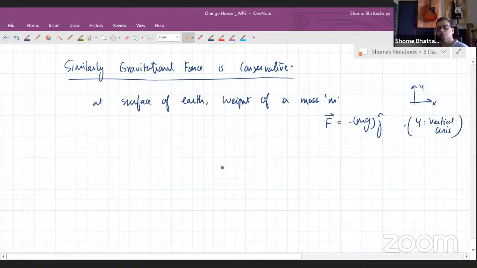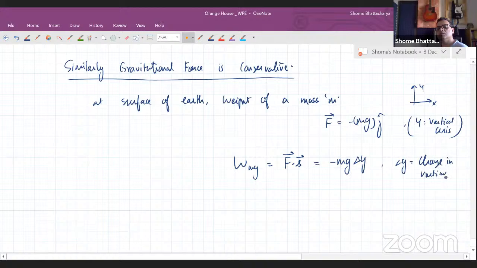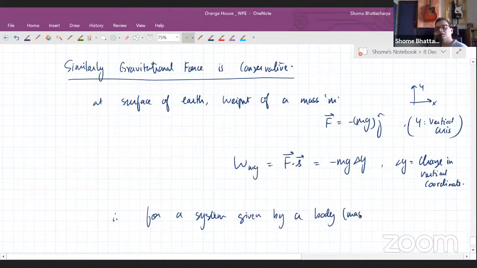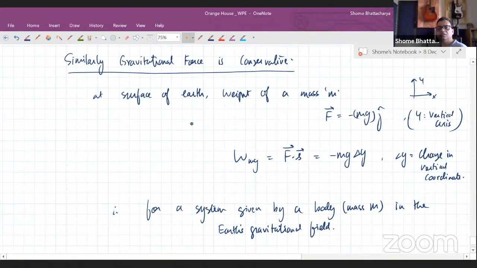Okay. So the work done by mg becomes nothing but minus mg delta y, where delta y is the change in the vertical coordinate. So therefore, for a system given by a body of mass m in the Earth's gravitational field, the system consists of the body present in the Earth's gravitational field.